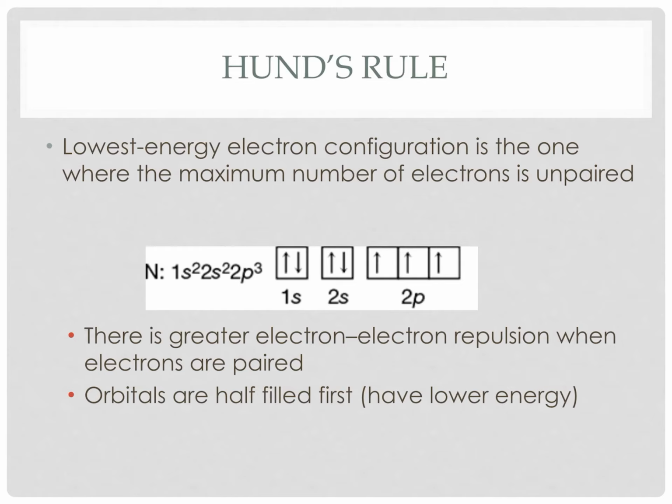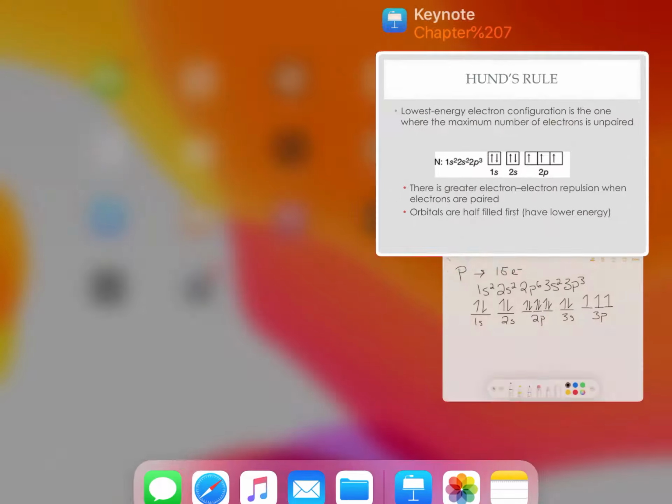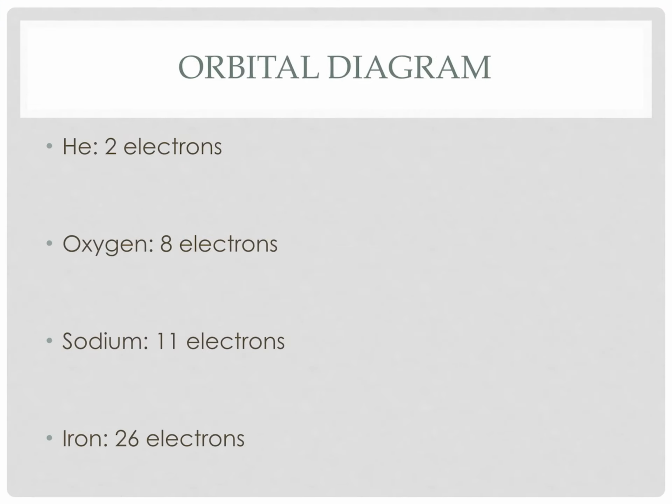So another example here is nitrogen. Nitrogen has 3 electrons in 2p, and again we put 1 in each of the orbitals with the same spin to get the lowest energy state possible. That's always what the goal is, to get the lower energy state.